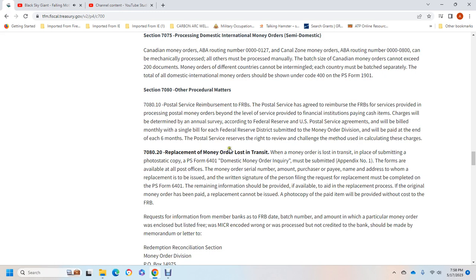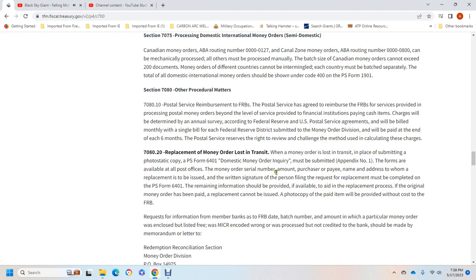8020, replacement of a money order lost in transit. When a money order is lost in transit, a photostatic copy of Form 6401, domestic money order inquiry, must be submitted. Appendix number 1, form available at the post office. The money order serial number, amount, purchaser, payee name, and the address of the remitter.